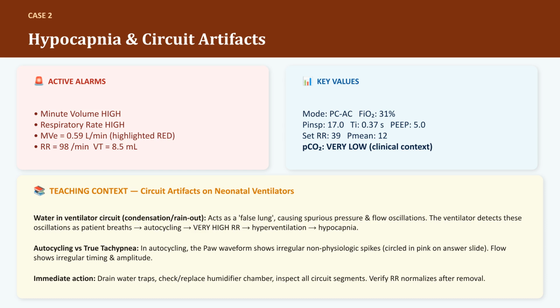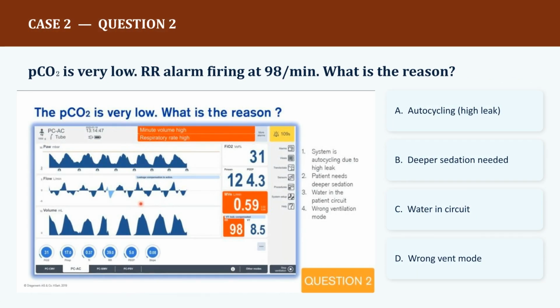Autocycling versus true tachypnea. In autocycling, the PAW waveform shows irregular non-physiologic spikes, circled in pink on the answer slide. Flow shows irregular timing and amplitude. Question 2 asks, the PCO2 is very low, and the RR alarm is firing at 98 per minute. What is the reason? Examine the PAW waveform for irregular spikes, a hint toward the cause.